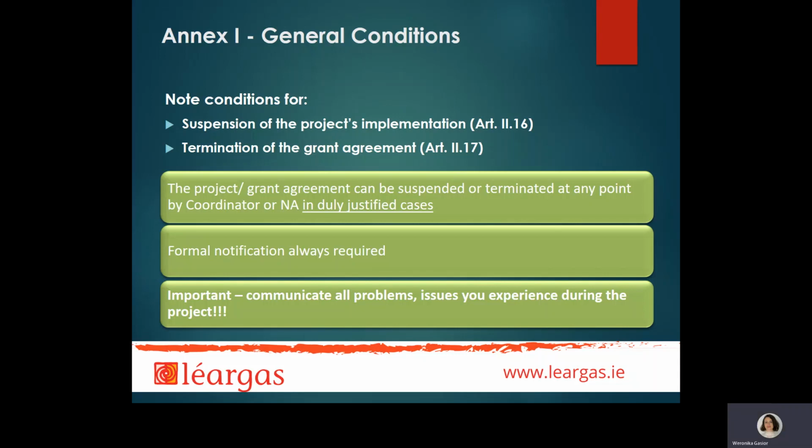Articles 2.16 and 2.17 of General Conditions clearly specify in what circumstances suspension or early termination of the project might happen. Both suspension or early termination of the project and grant agreement might happen at any point at the request of both the beneficiary and the national agency. In both instances, a formal notification will be required. What really is essential to understand here is the importance of communication between the project and the national agency. We would like you to keep communication channels open and to let us know about any issues or problems you may come across and experience during your project.